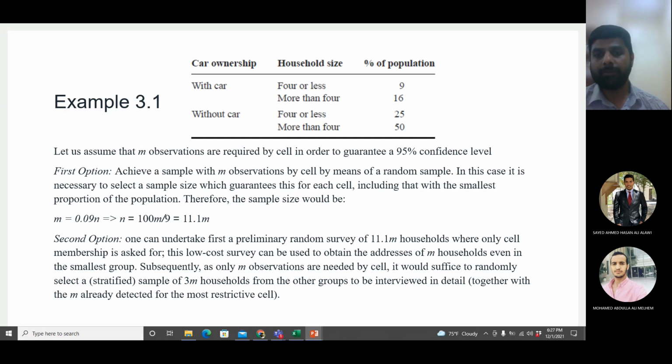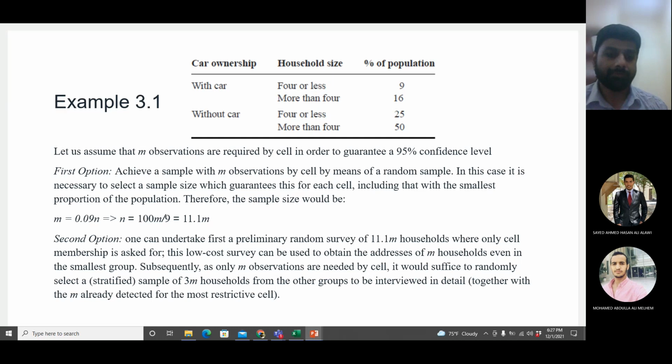You get my point? If 9% of n is equal to m, then obviously the remaining categories will have more than m values. Why? Because you went to households randomly. 9% of the households which were chosen randomly belonged to the first category. So if those households are equal to m, then the remaining will be more than m.